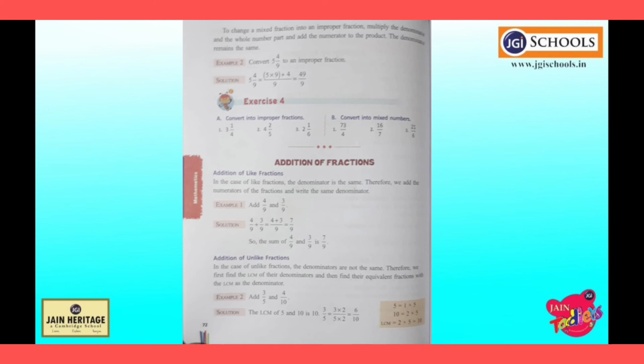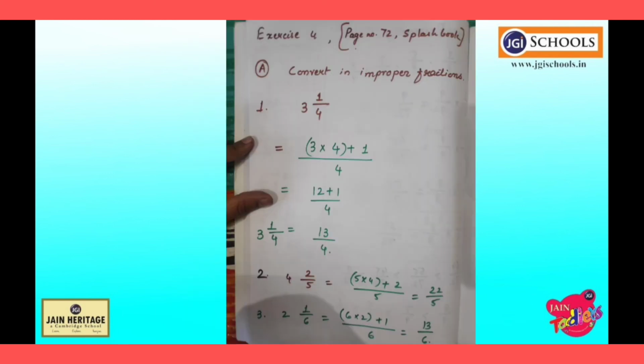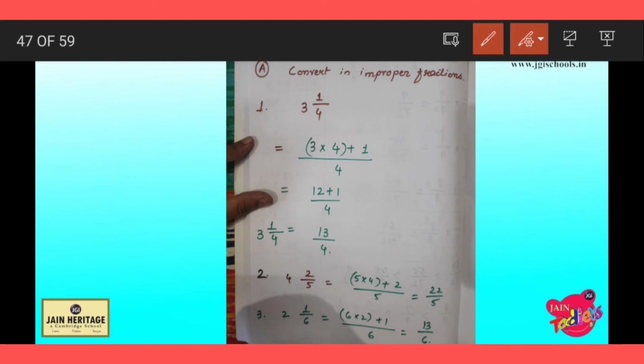Okay. It is the exercise 4 given in your book. We will solve first 3 and 1 by 4. See here what you have to do, how you will solve it. You have to first multiply this denominator 4 by the whole number 3. 3 multiplied by 4 plus 1. This numerator will be in the addition, that is plus 1. And this denominator 4 will be as it is. So what we will get here? 4 3s are 12 plus 1. 12 plus 1 is 13. 13 by 4 is the required answer.